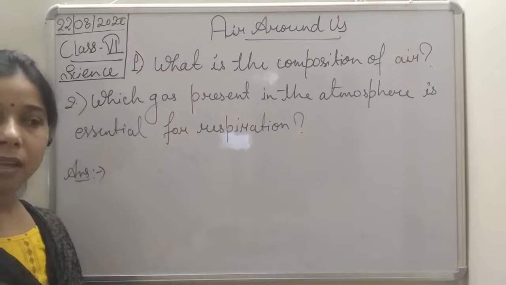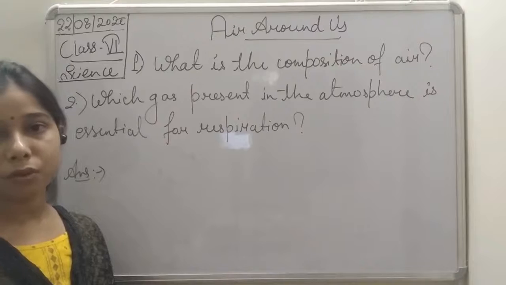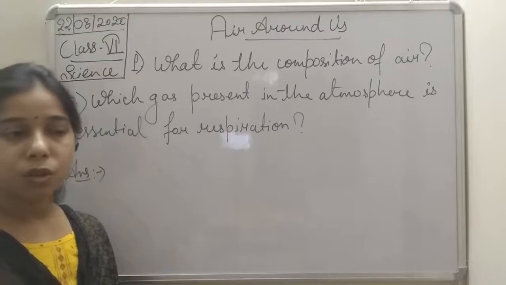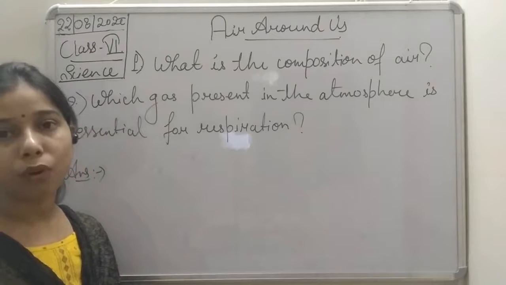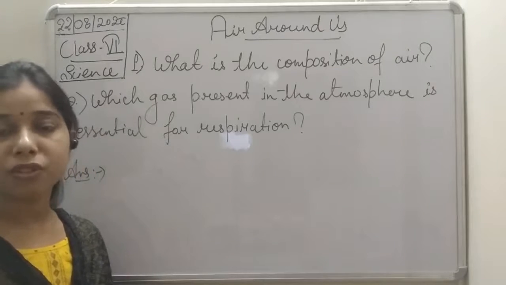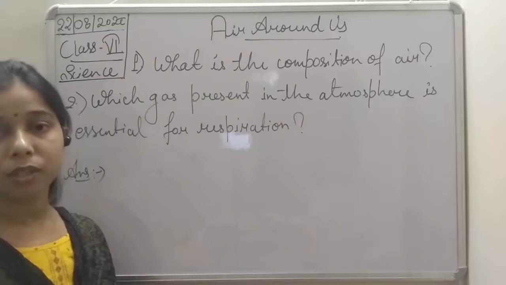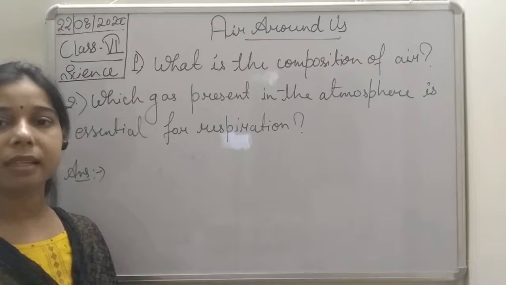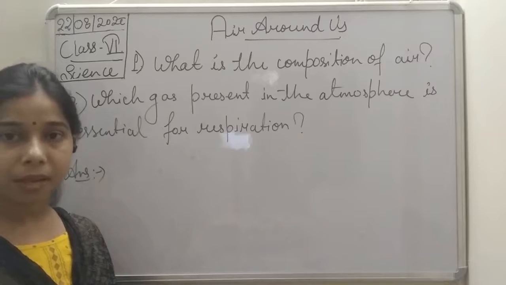Hello students. In the previous class we were talking about the availability of oxygen gas for us. We discussed how oxygen is available for the animals and for the plants present inside the soil. In case of the plant, the part of the plant that is present inside the soil is the root. So how is oxygen available for them?